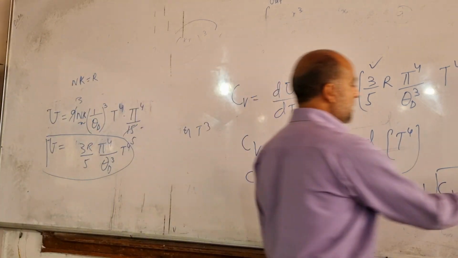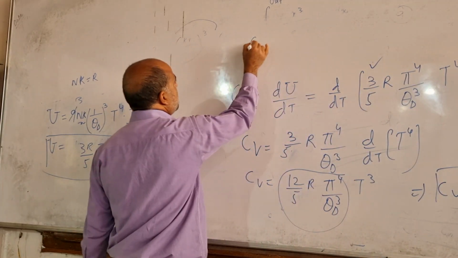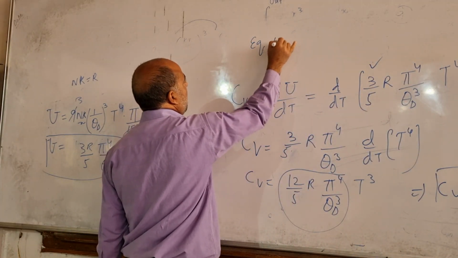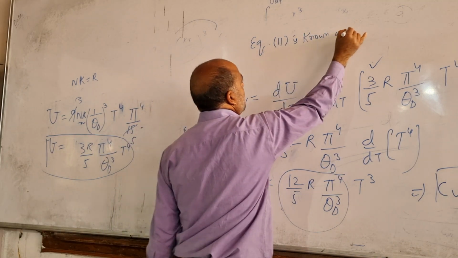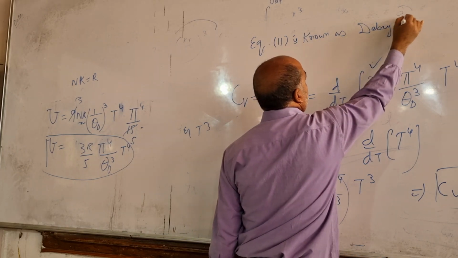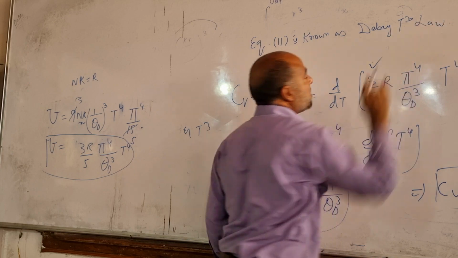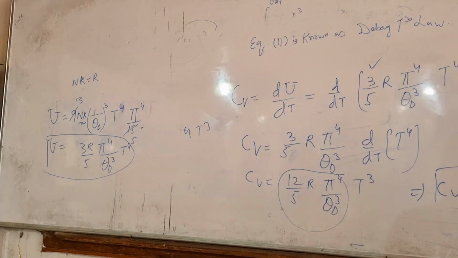This equation, name it equation 11, is known as the Debye T cube law. That means the specific heat varies as the cube of temperature. But at what temperature? When T is approaching zero, at low temperatures.